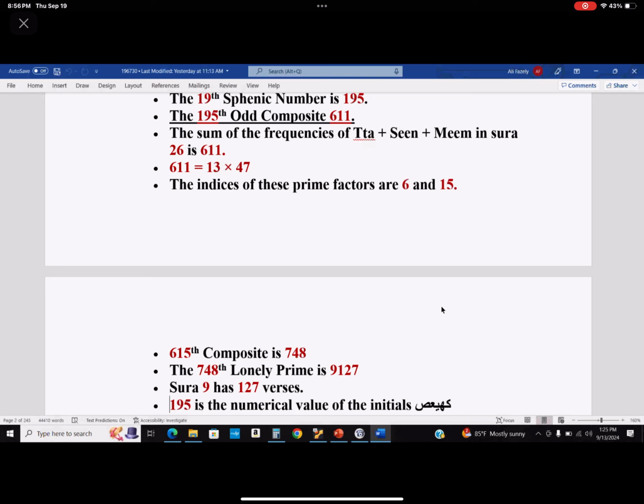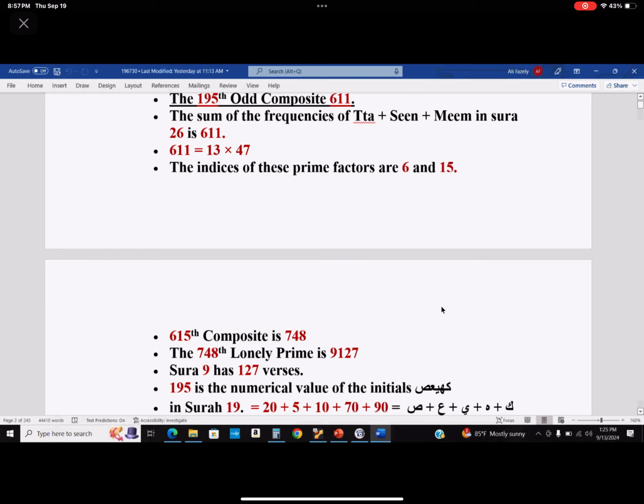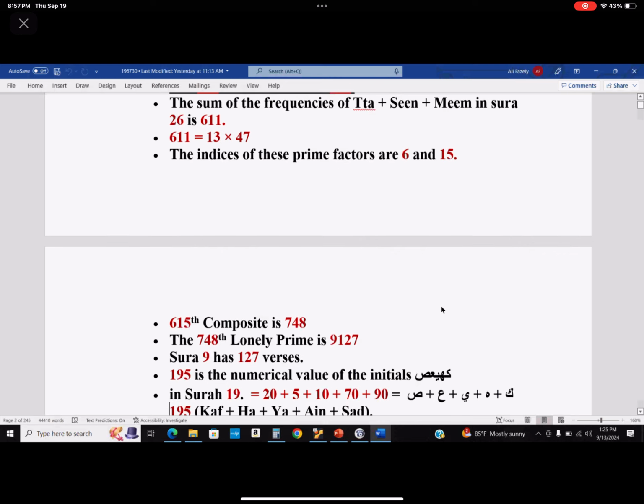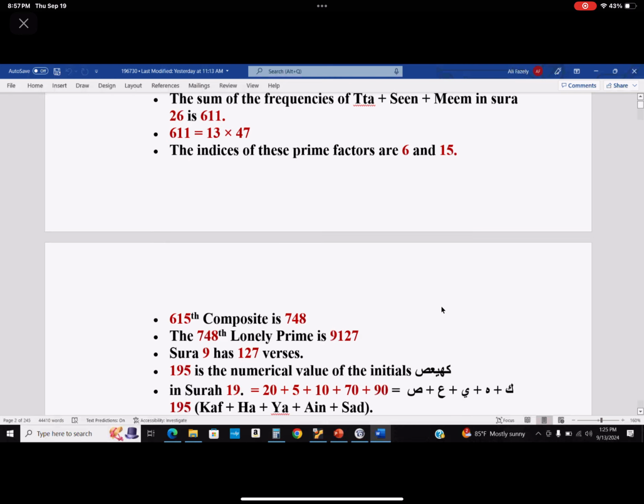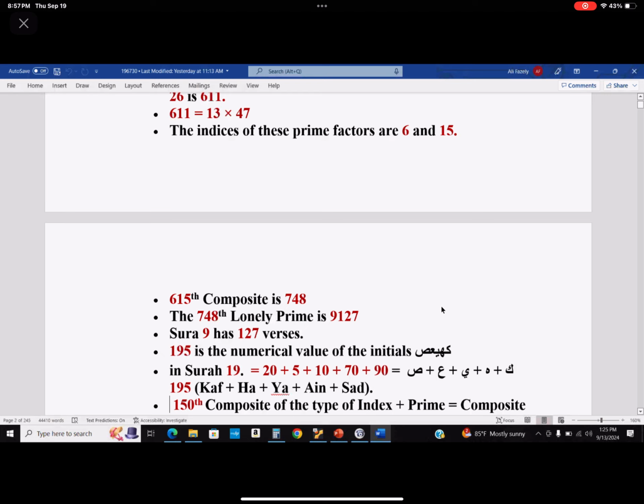195 also happens to be the numerical value of Kaf, Ha, Ya, and Sad in Surah 19, which is equal to 20 plus 5 plus 10 plus 7 plus 9. I separated Kaf, Ha, Ya, and Sad here so people can see, and that is equal to 195. I also put the pronunciation here, what it means, for people who cannot read Arabic.